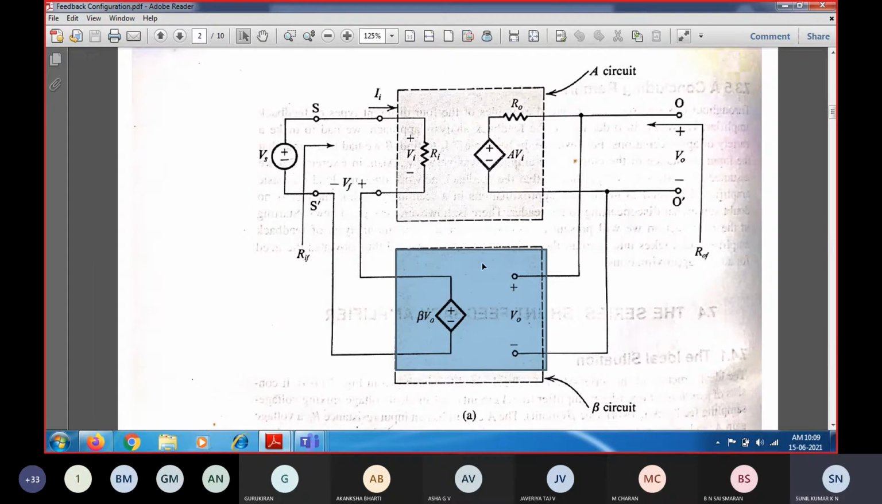This is a feedback network for which the input is the output voltage of the amplifier, V naught, and the feedback voltage is going to be beta times V naught. This feedback voltage is nothing but the output of the feedback network. So Vf is the output of this feedback network. Vf will be equal to beta times V naught. V naught is the input to the feedback network, beta is the gain of the feedback network, so beta times V naught will be the output, that will be equal to Vf. That is the feedback voltage.